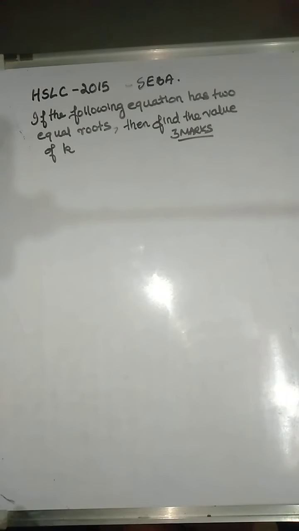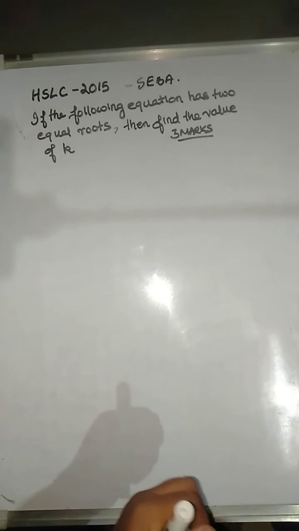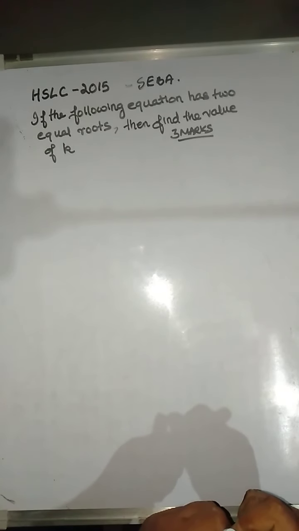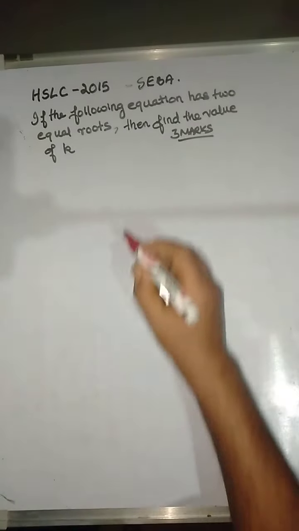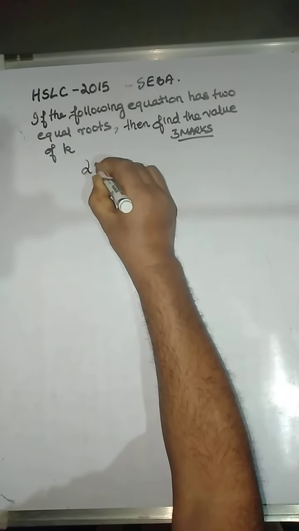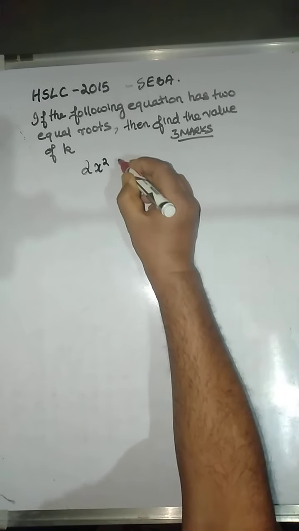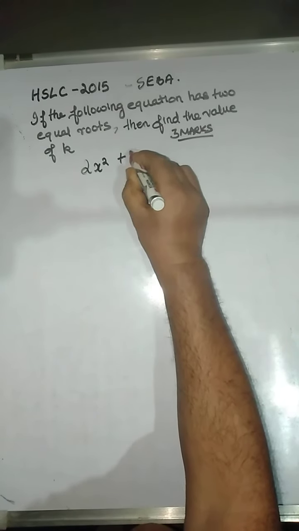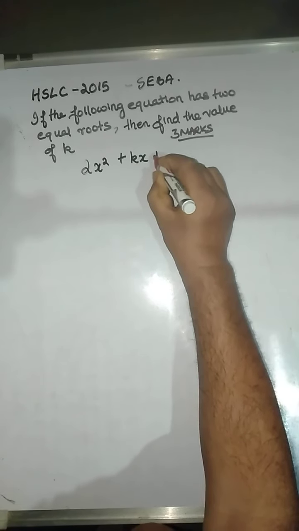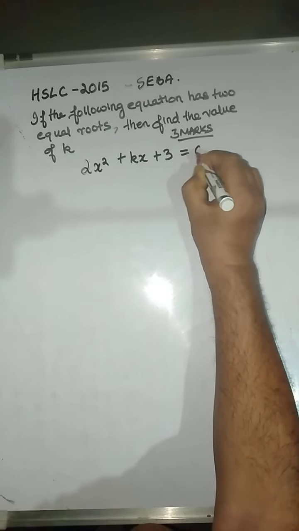When you come across a question like this, it says that if the following equation has two equal roots, then find the value of k. And what is the equation? The equation is 2x squared plus kx plus 3 is equal to 0.